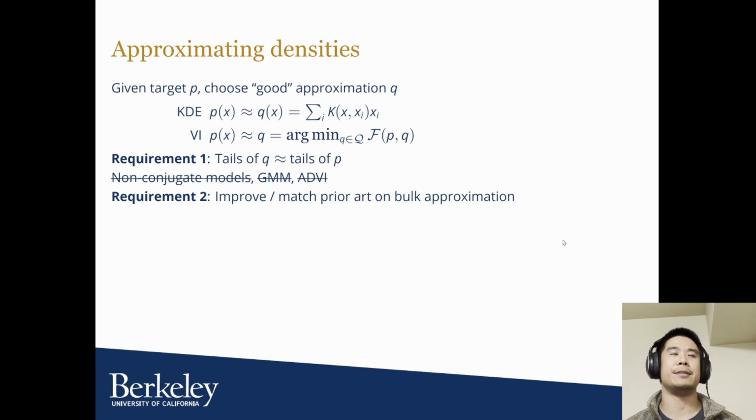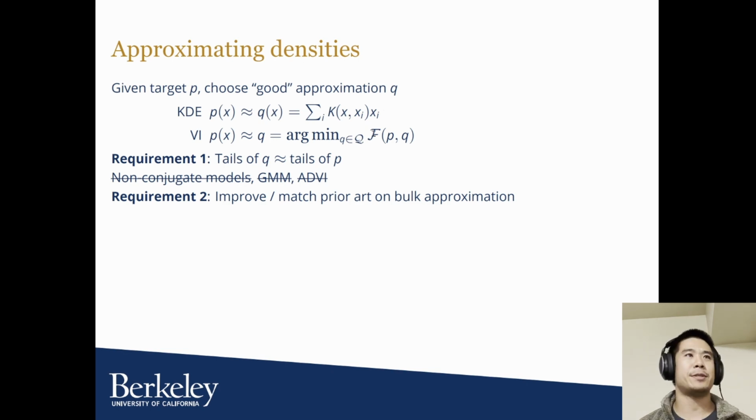And what I mean by that is, given some target probability density P, we're interested in choosing a good approximation Q. And the things that we would like Q to satisfy are as follows. In kernel density estimation, we want P to be close to Q, where Q is structured as a linear combination of existing points that you've already sampled, xi, weighted by some kernel function k. Or in variational inference, Q is chosen from a family script Q here, such that the chosen representative Q minimizes the ELBO. Here I've written it with KL.